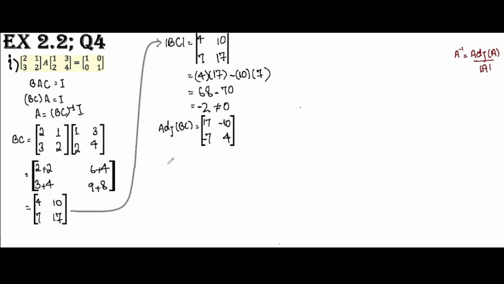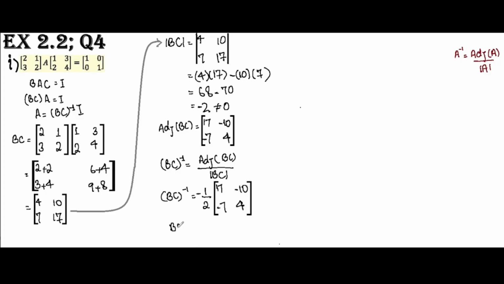Now we are going to find BC inverse. Why are we finding BC inverse? Because we have to put it over here. So BC inverse equals adjoint of BC divided by determinant of BC. BC whole inverse equals to 1 by determinant of BC is minus 2, so minus 1 by 2. Now we are going to write the adjoint matrix over here. So we have 17, minus 7, minus 10, and 4.